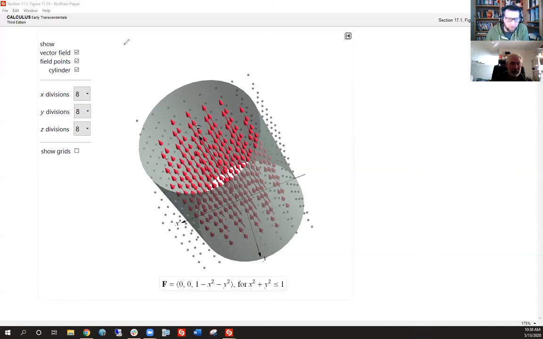All right, so all that has been about vector fields. Let's spend a little bit of time talking about the gradient fields.